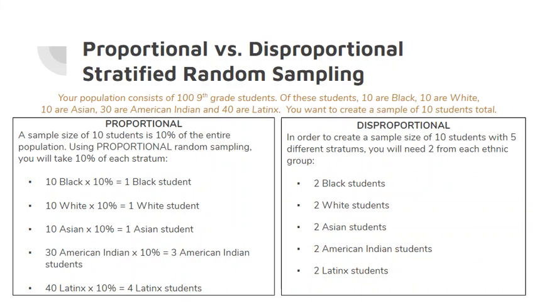I'm going to just let you take a look at this. You can see rather quickly, though, 10 black times 10% is 1 black student. If there are 10 black students in the population, that's proportional. Or disproportional. We have representatives of every one of the populations, but it's not a direct proportion, hence disproportional, of the actual population at hand. But it does have somebody from every one of the study groups in it.